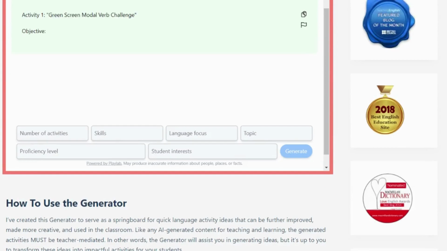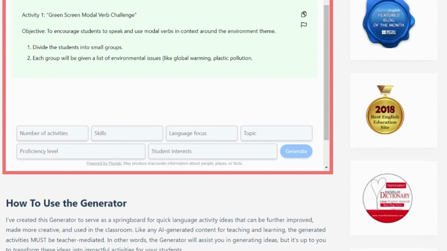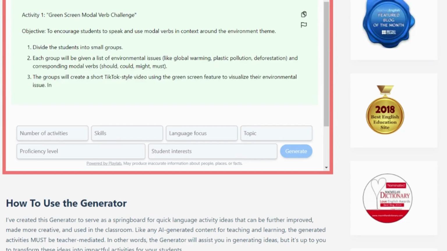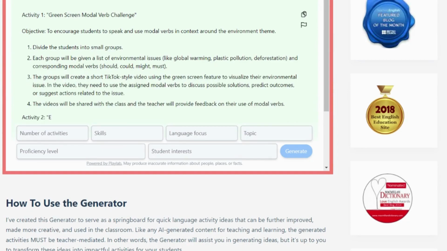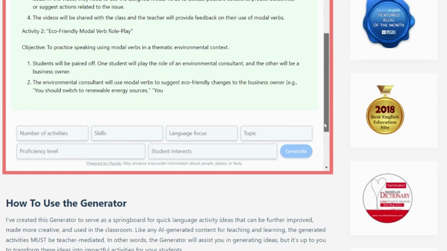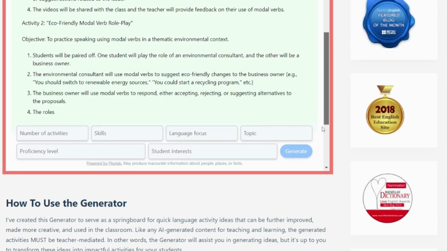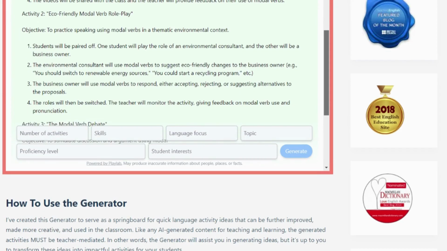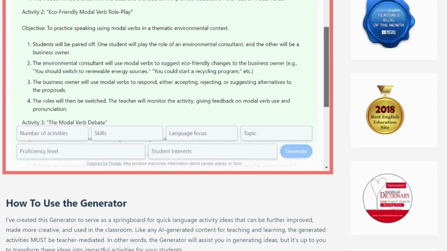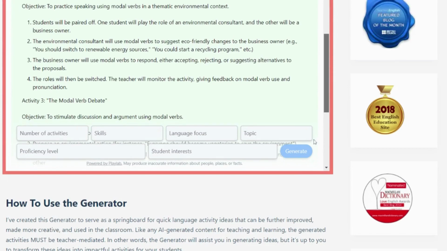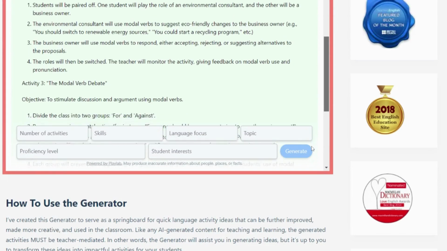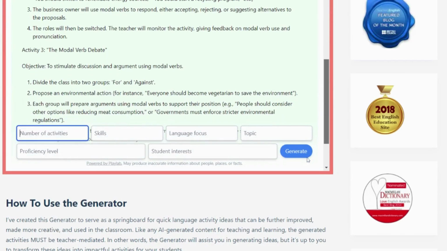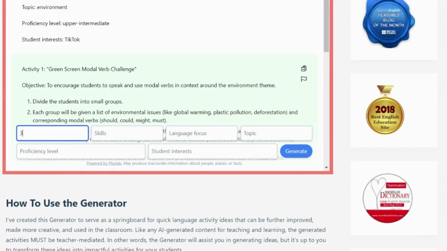Activity 1 involves a green screen challenge where students work in teams on environmental issues, creating short TikTok-style videos using green screen effects. Activity 2 is a role play where students work in pairs, with one as an environmental consultant suggesting eco-friendly changes to a business owner who responds using modal verbs. Activity 3 is a debate, where the class is divided into for and against groups to discuss environmental actions, supporting their positions with modal verbs.